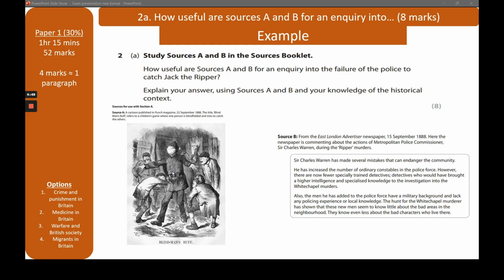In the 19th century, females were not allowed to be police officers. So when we refer to policemen, we're saying policemen. So here's a policeman. He's got something covering his face. At the bottom, it says blind man's buff.